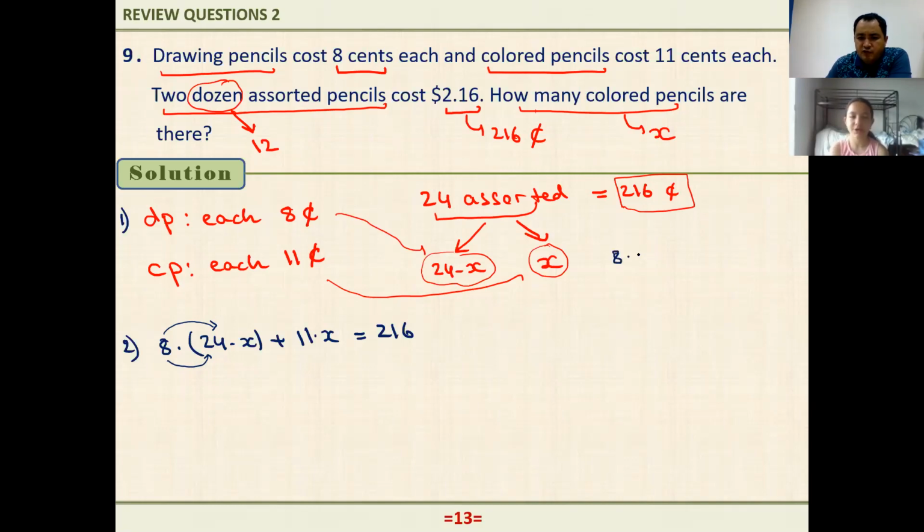192, right? Because this 24, I can write it as 20 plus 4. 8 times 20 is 160. 8 times 4 is 32, which is equal to 192. So here we have 192 minus 8 times x, that's just 8x, plus 11x. On the right-hand side, we have 216.